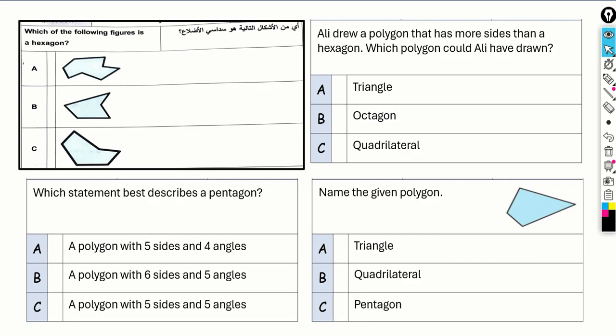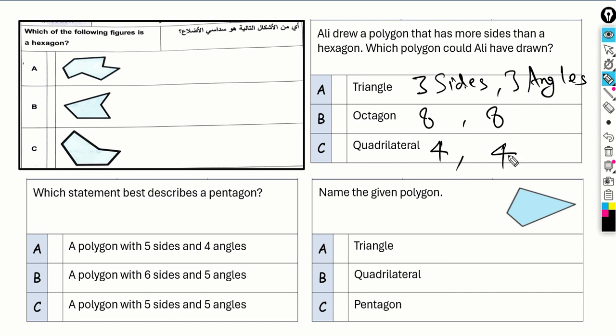Okay, next. Again, this is the same type, so I can just tell you again. Triangle has 3 sides and 3 angles. Octagon has 8 sides and 8 angles. Quadrilateral has 4 sides, 4 angles. Triangle has 3 sides, 3 angles. Pentagon has 5 sides, 5 angles.